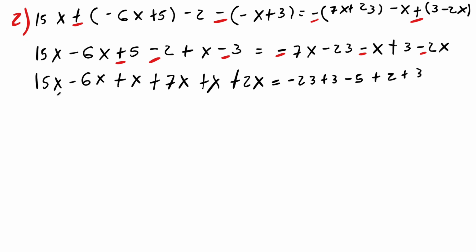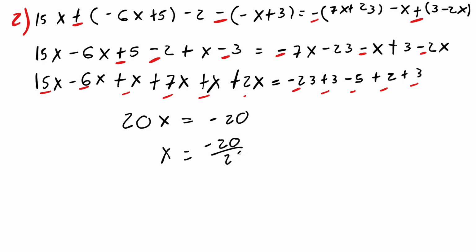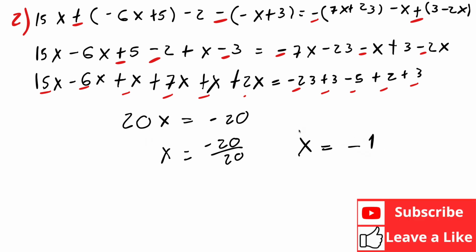Perfect. So now, 15 minus 6 plus 1 plus 7 plus 1 plus 2, that's going to be 20. And 20 what? Well, 20x, which would be equal to negative 23 plus 3 minus 5 plus 2 plus 3, which would be minus 20. I guess the negative 23 did have a lot to do with that. All right, so x would be equal to negative 20 over 20. And a number divided by that same number is always going to be equal to 1. But that 1 has a negative to it, right? So it would be negative 1. X is equal to negative 1.